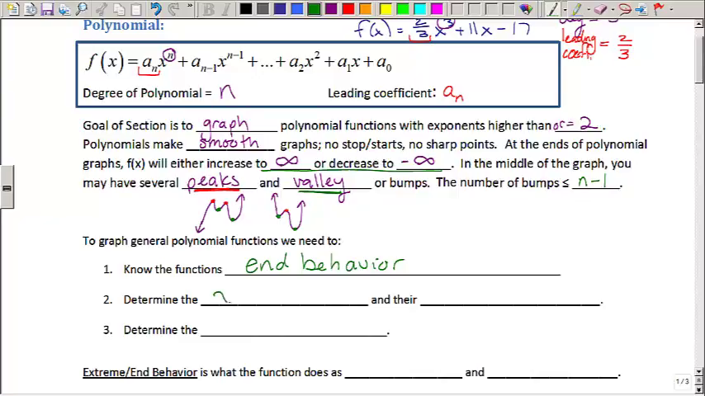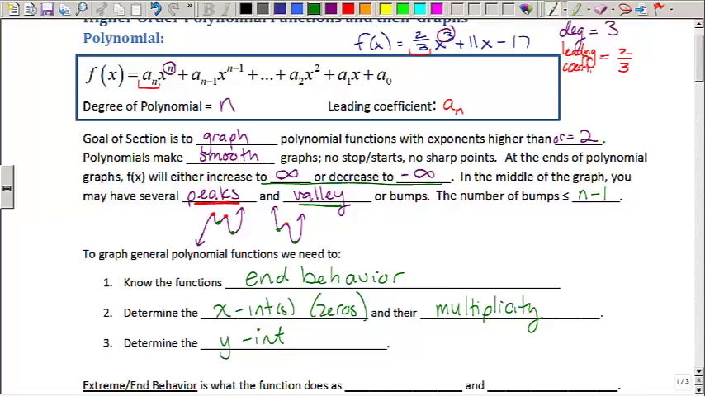Secondly, we need to determine the x-intercepts, and there can possibly be more than one, and we also call these zeros. We also would like to find the multiplicity of the zeros, if there is any. Next, we'd like to determine the y-intercept. There is only ever one y-intercept, so I'm not going to put the parentheses with the s on it because there will only ever be one y-intercept, although there could be several or none x-intercepts. So first we need to know the function's end behavior.